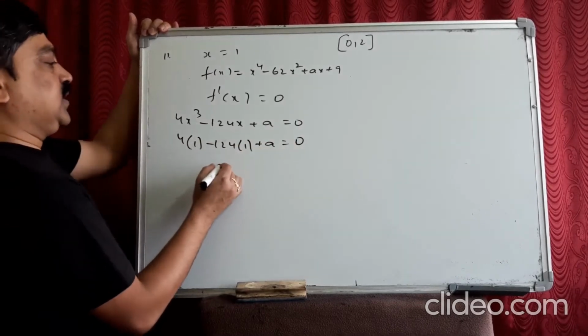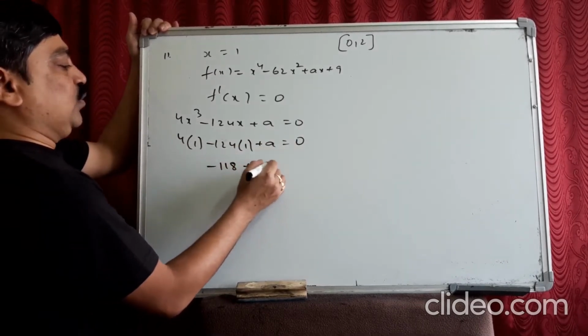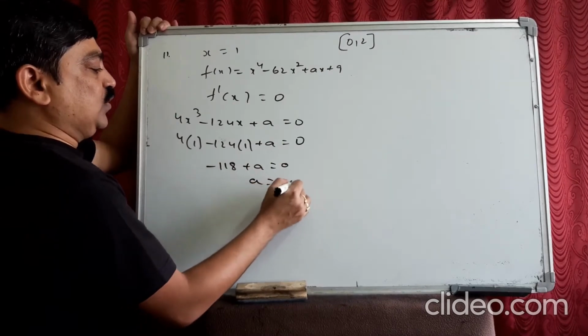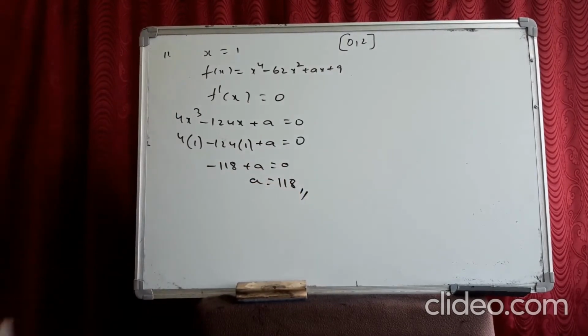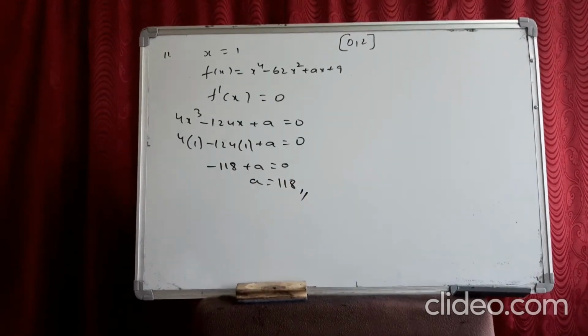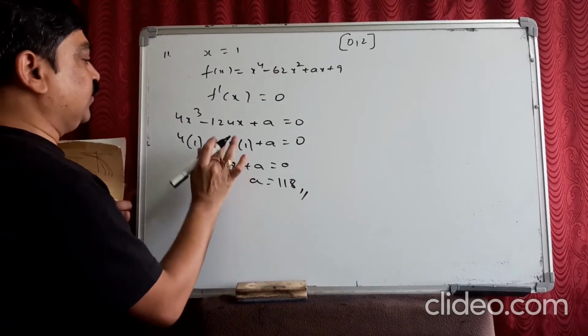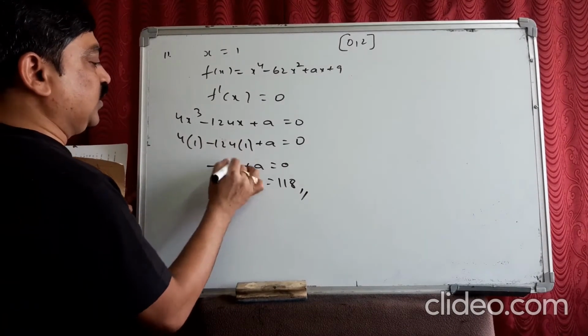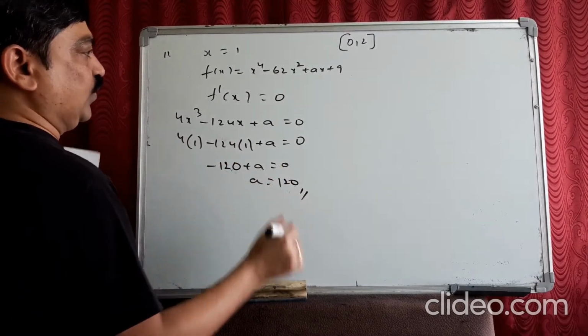So minus 118 plus a equals 0. So a is equal to 118. I'm sorry, a is 120. 120 for 4. Very sorry. 120.